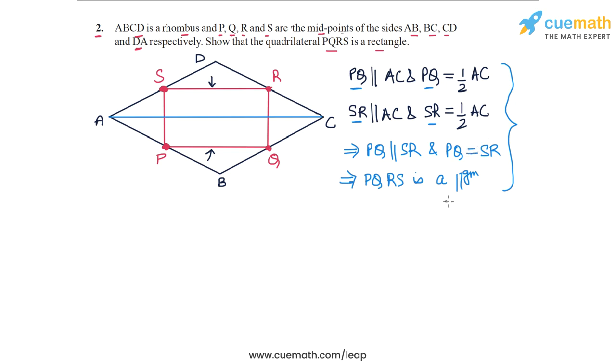Okay, now that we have PQRS as a parallelogram, we need to show that it is a rectangle. To do that, we will show that the angle between a pair of adjacent sides is 90 degrees. For this purpose, we can make use of the fact that the diagonals of a rhombus are perpendicular to each other. So if I draw the diagonal BD of this rhombus as well, these two diagonals will be perpendicular to each other. Now let's find the angle at vertex P of the quadrilateral PQRS.